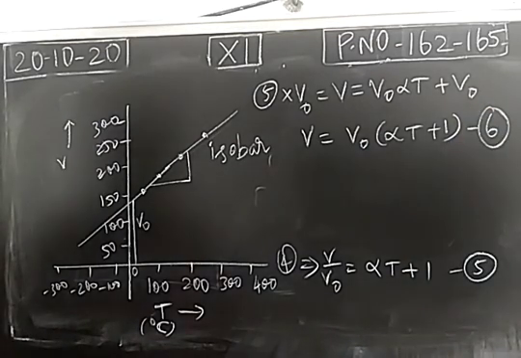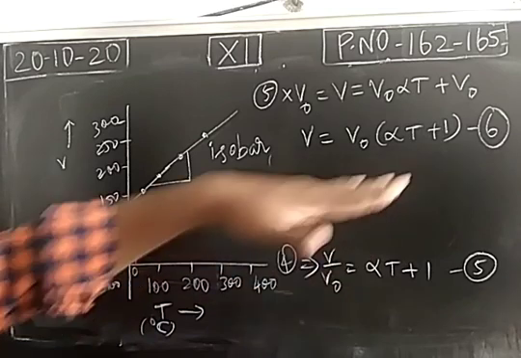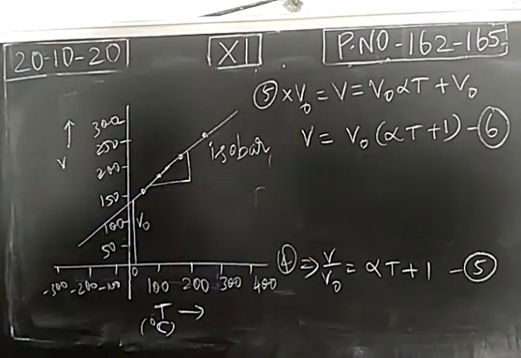According to Charles' law, volume and temperature are directly proportional. So when we relate these two terms, we get a straight line. From the straight line equation, y is equal to mx plus c. Finally, we have obtained this equation: V is equal to V0 (alpha t plus 1). This is the final equation we obtained.